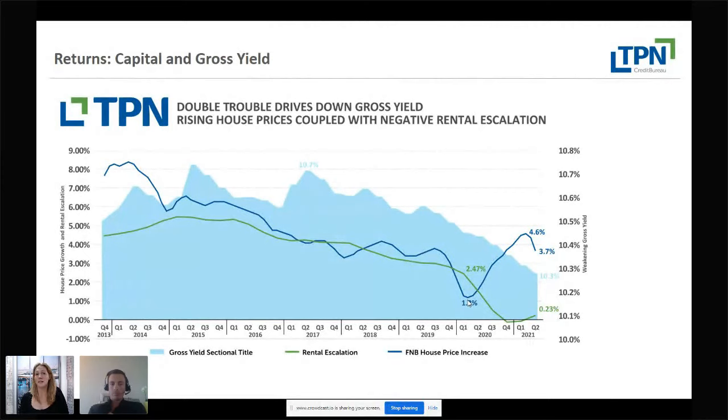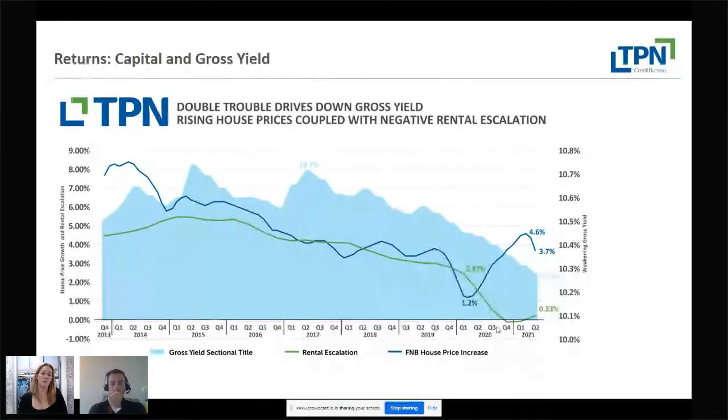When you take in the price of inflation, your asset is actually deteriorating in value when you take that into account. What does that mean for your yield? Well, this is a double whammy. What went on here in the hard lockdown is a double whammy for your yield. If your house price is increasing and your rent is going backwards, your yield goes backwards.